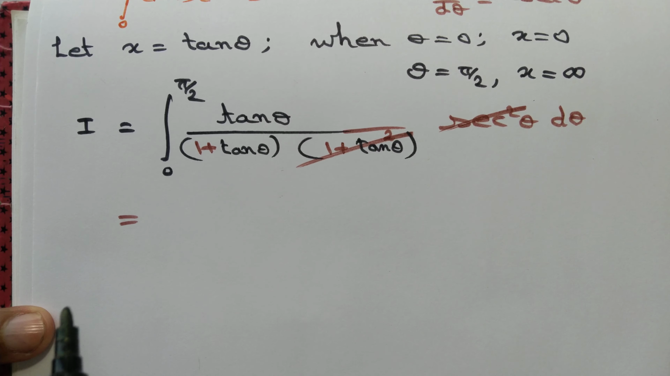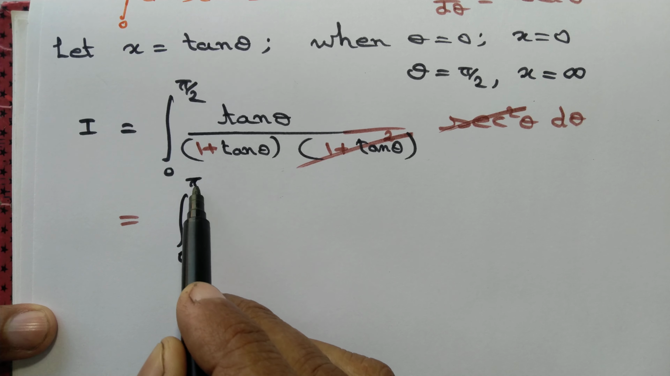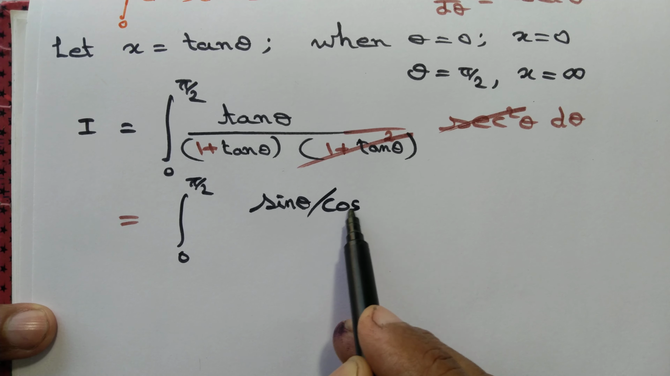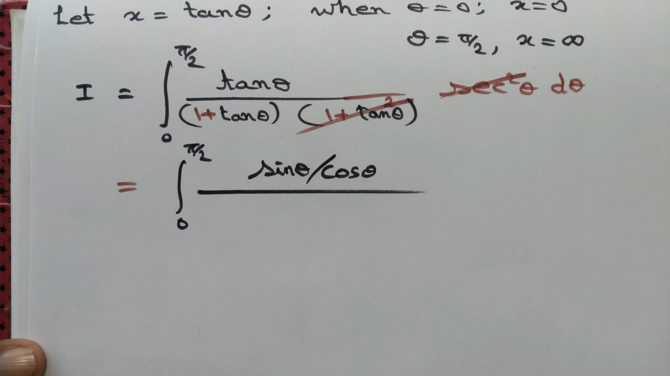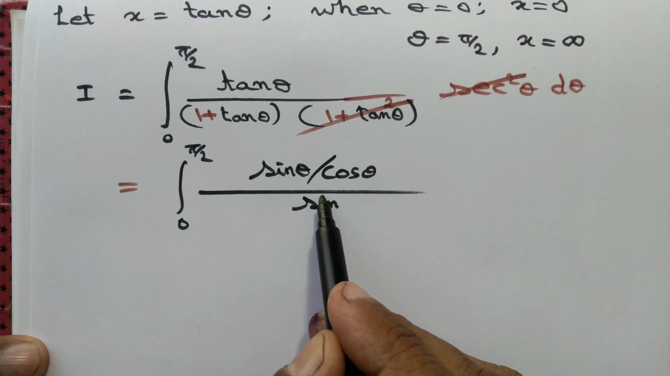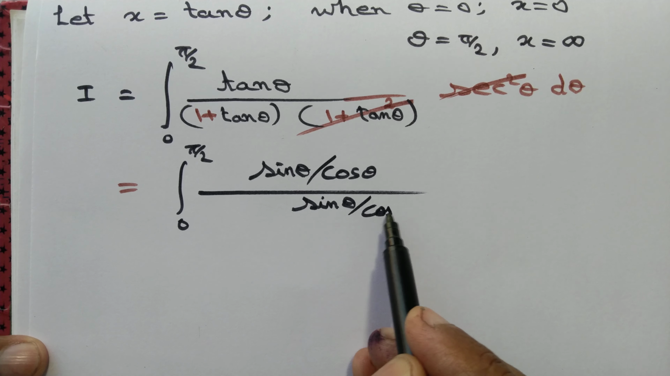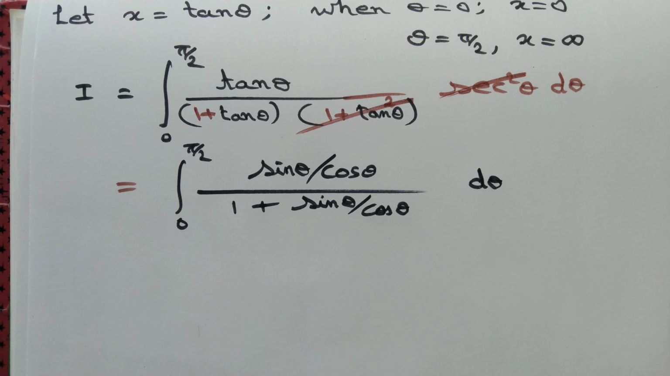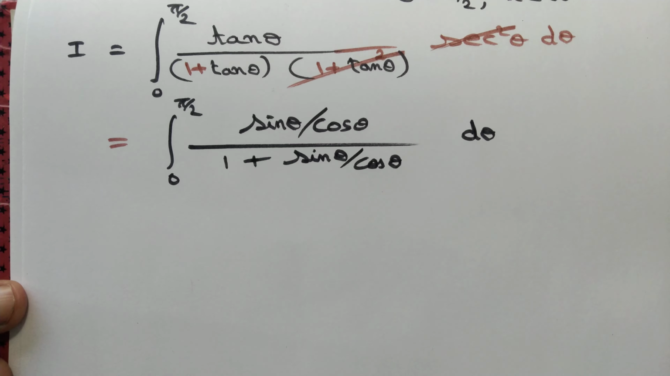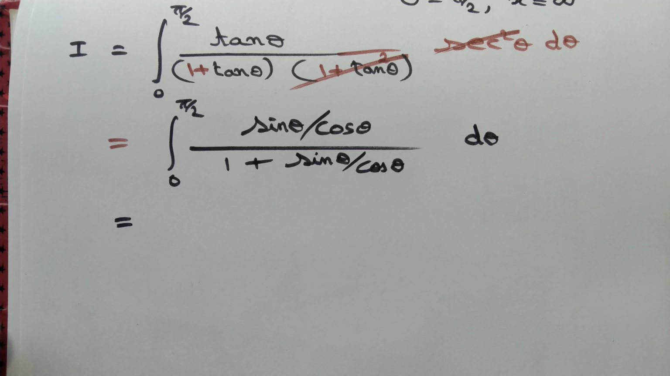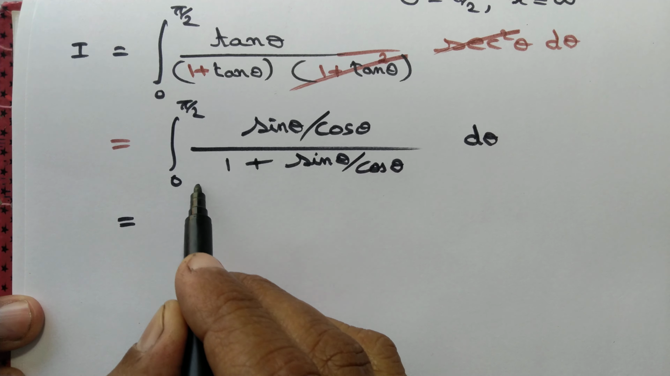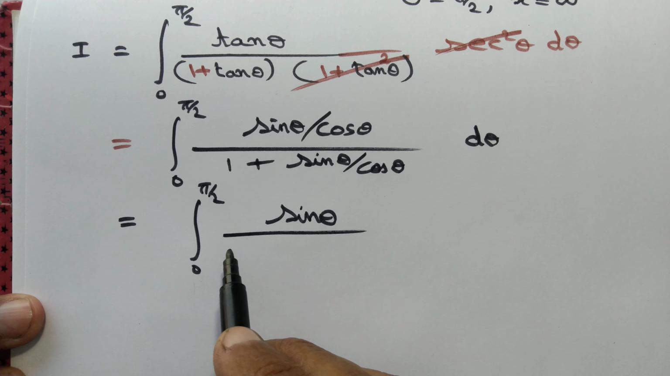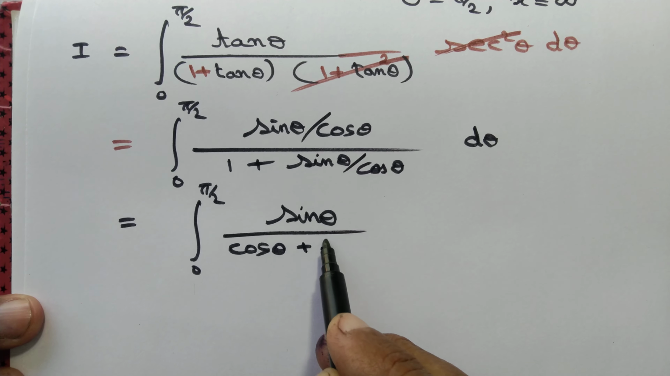Okay, let's write tan as sine by cos. Tan theta equals sine theta by cos theta. Once again, tan theta equals sine theta by cos theta. 1 plus copied as it is, d theta copied as it is. We are integrating with respect to theta. Now we multiply numerator and denominator by cos theta to get the integral from 0 to pi by 2 of sine theta divided by cos theta plus sine theta.